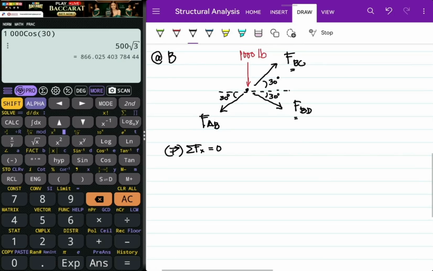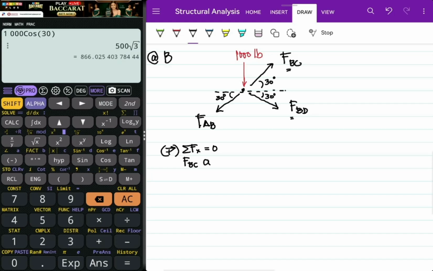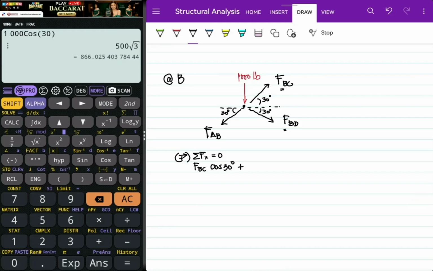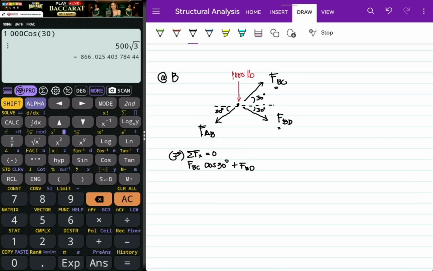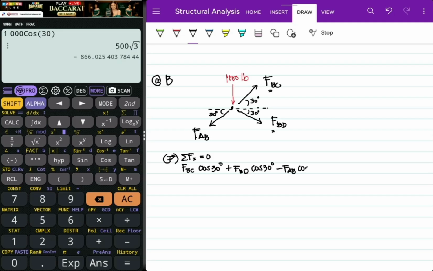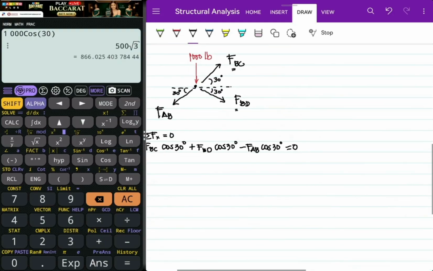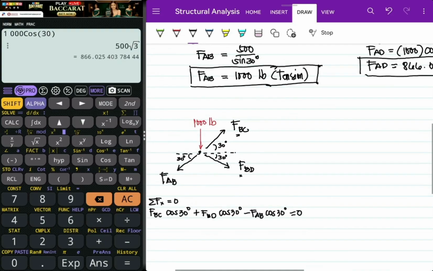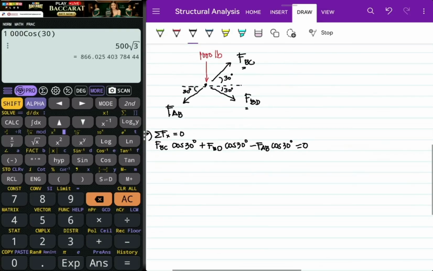Let's do X here. So we have FBC cosine 30 degrees plus FBD cosine 30 degrees minus force AB, and this is also cosine 30 degrees, is equal to 0. Now for this case, AB is calculated already, which is 1,000, so we can substitute.